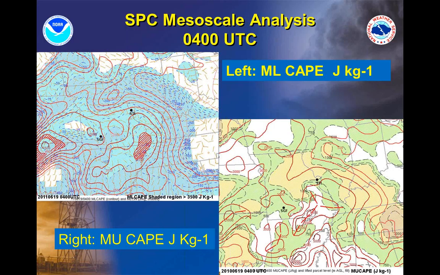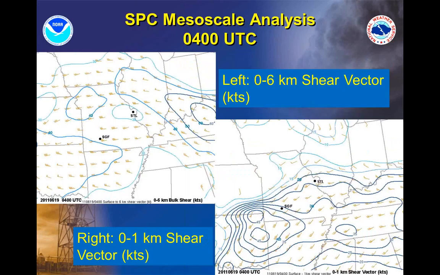But if you really kind of blur your eyes, you can actually make out a gradient, if you will, especially with the ML CAPEs there on the left, with your highest values from north central Oklahoma into northern Arkansas, with more of a gradient up across central Missouri. Next slide, please.